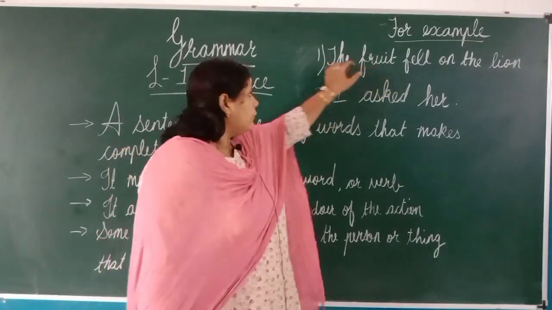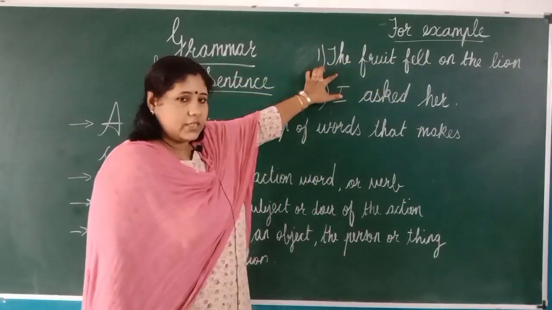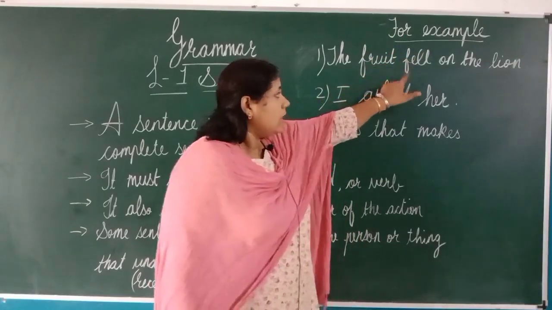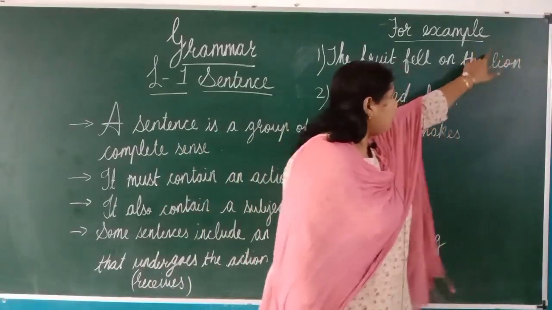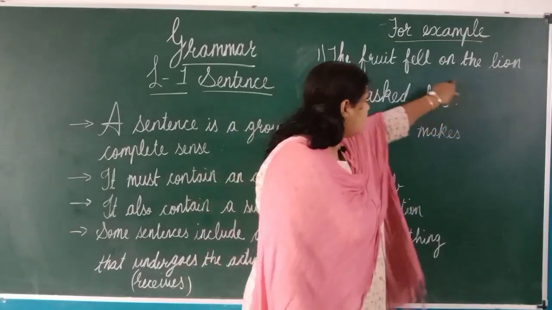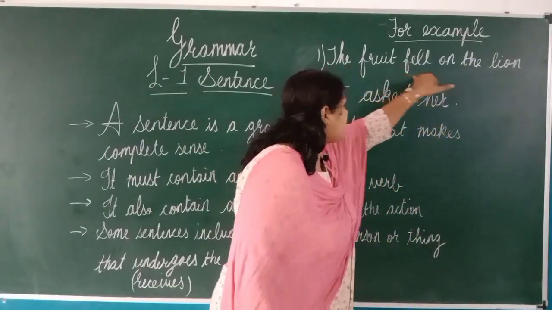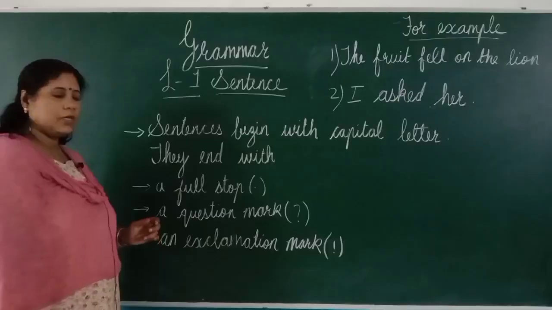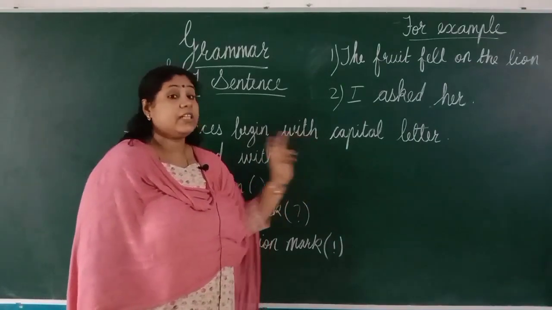In the same way here also. The fruit. Fruit is the subject. What is the action? Fell. Which is also known as verb. Who is the receiver? Fell on whom? Lion. So this is the object. The lion is the object. Here, her is the object because they both are the receiver of the action, fell and asked. Got it, children?